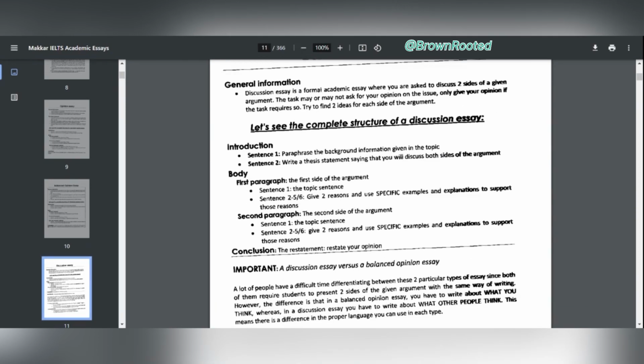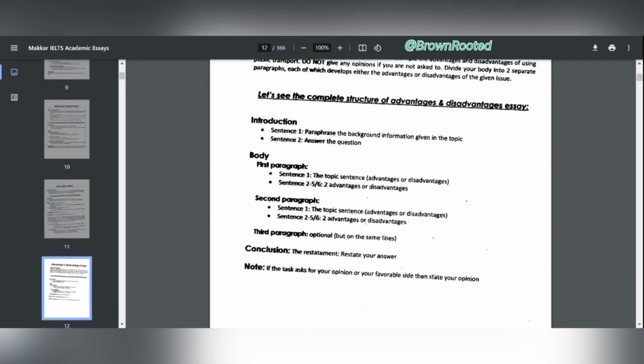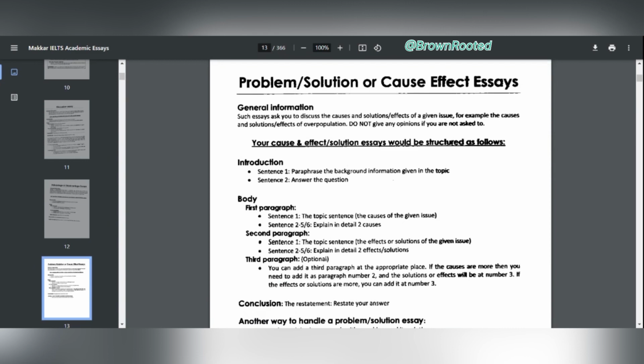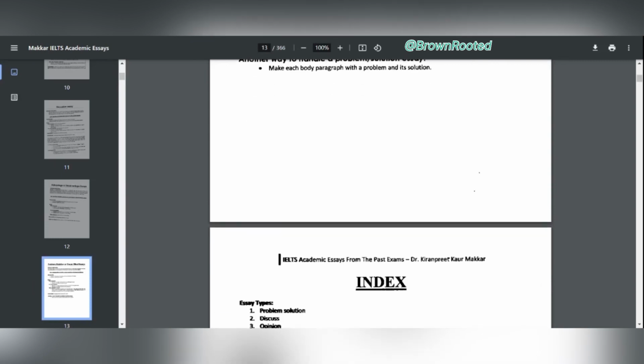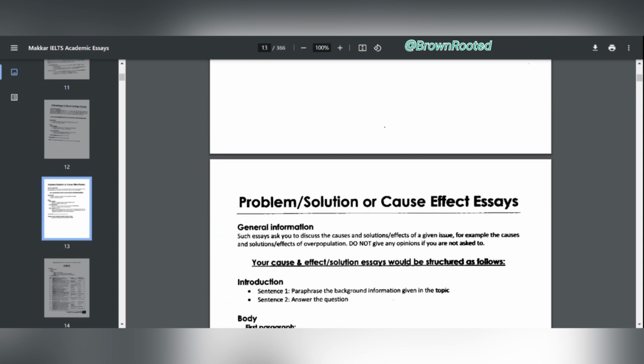Discussion essay, which I'm more or less talking about: discussions, advantage, disadvantage, problem solution. Basically, in problem and solution, you tell what the cause is and what the effect is, and how you think the solution would be. What's your solution for this topic? So these were a few different types, and since I would not want to make this video too long, it's just for the people who want to get familiar with it.